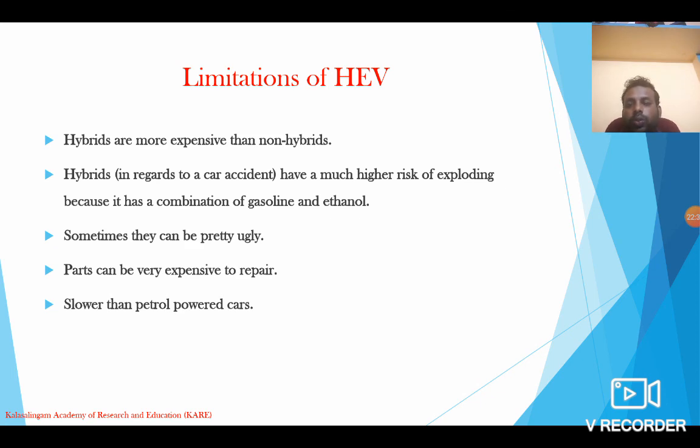And then it is slower than a petrol powered car. When compared with the internal combustion engine, it has lesser speed, but it produces higher torque. The motor produces lesser speed compared to the internal combustion engine. It is one of the major drawbacks of the hybrid electric vehicle.